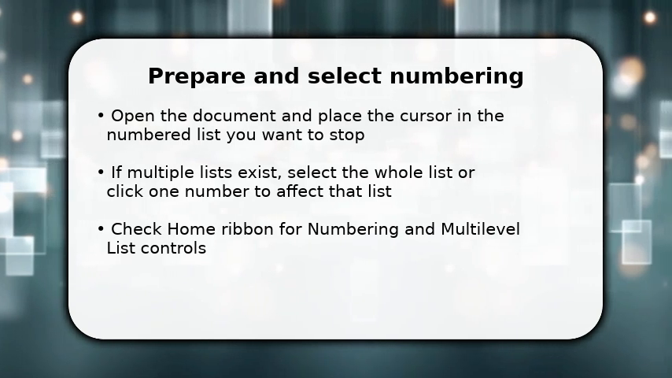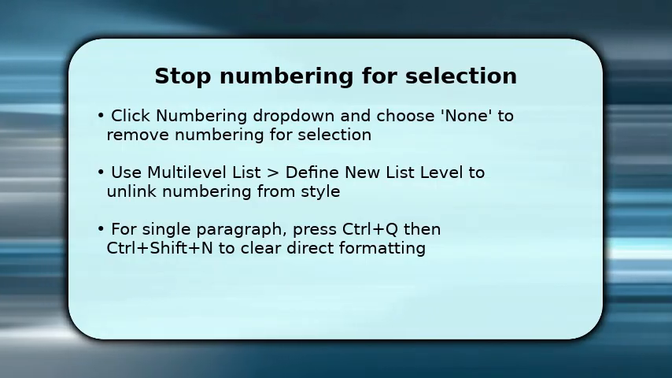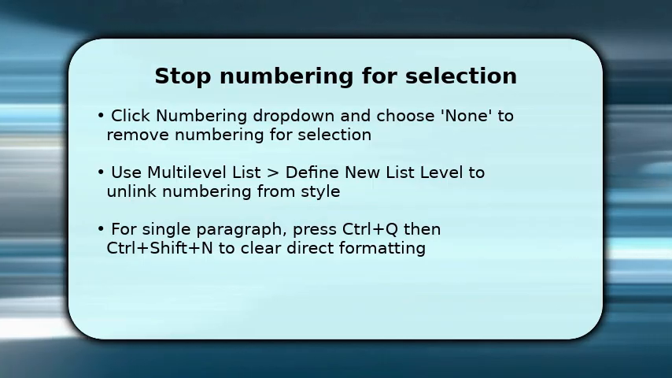Now remove numbering. With the list selected, click the numbering drop-down and choose None. This stops visible numbering immediately. If numbering returns, open Multilevel List, choose Define New List Level, and set link level to style or unlink it so numbering won't reapply. For single paragraph fixes, clear direct paragraph formatting by pressing Ctrl+Q then Ctrl+Shift+N.